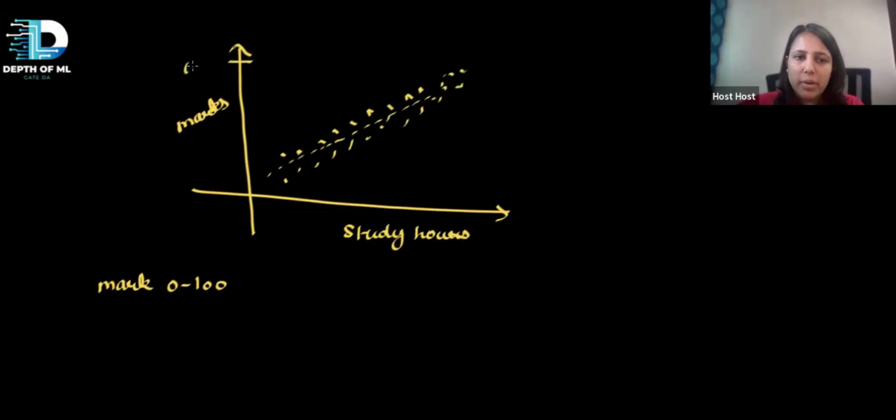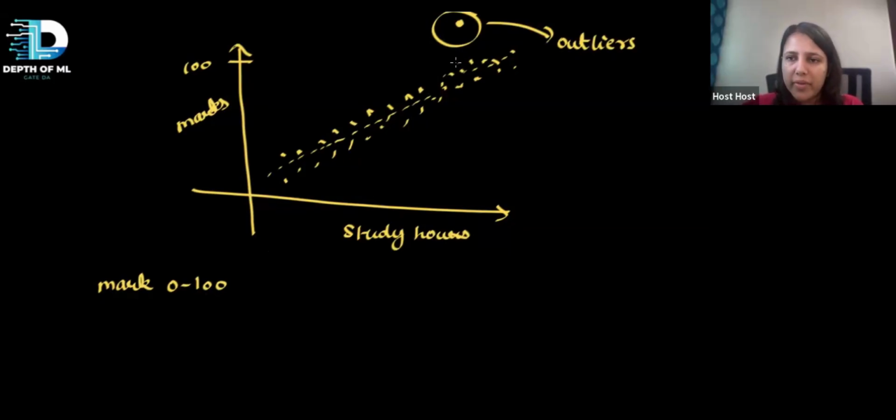Now this is 100 marks, right? Suppose one point is here, which is like 101 marks in your data, right? So I know that my marks cannot exceed 100 marks. So this is an outlier, right? This is noise in my data because my marks can never exceed 100. This is not part of the data. I should probably remove this data point. Otherwise, my model will not learn well, right?